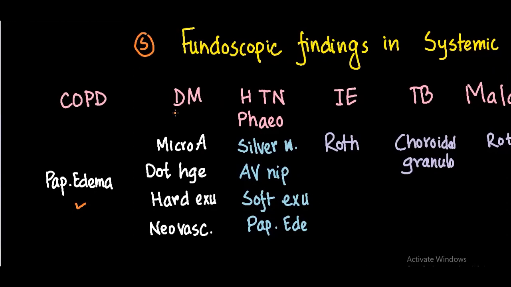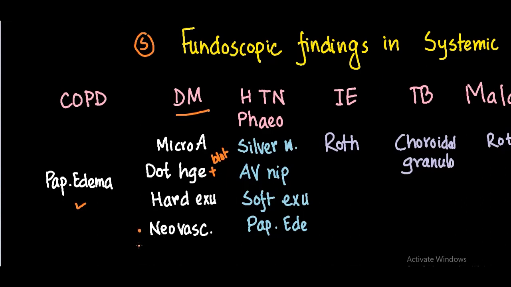Then comes diabetes mellitus, and sequentially, initially you will find microaneurysm and then dot hemorrhages. And then if the hemorrhages are bigger, that's called a blot hemorrhage. And then you will get the hard exudates, which are actually lipid depositions. And at the end of the day, when there is excessive proliferation of the vessel, you call it the neovascularization.